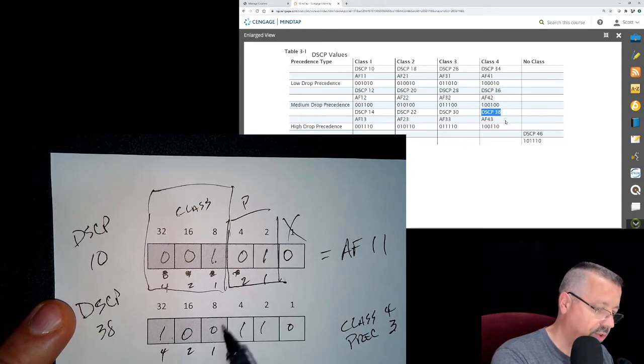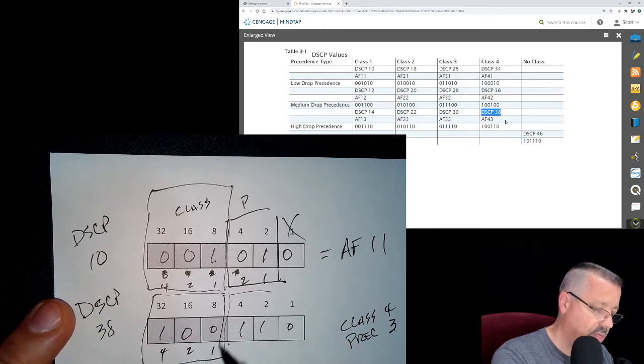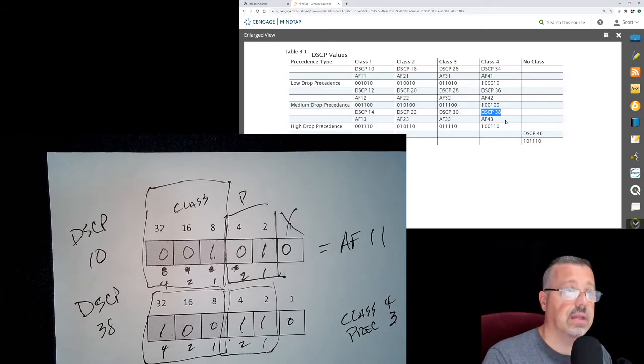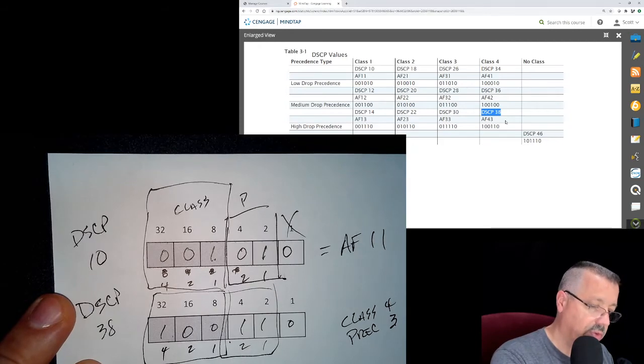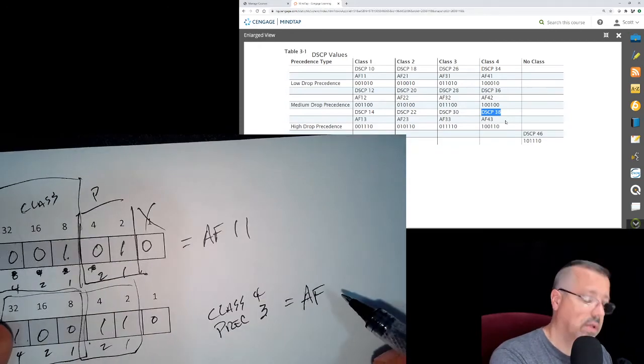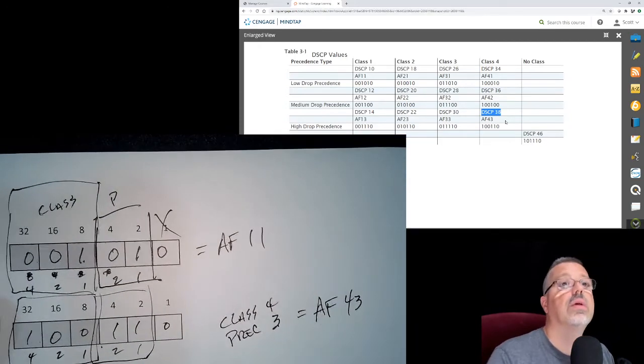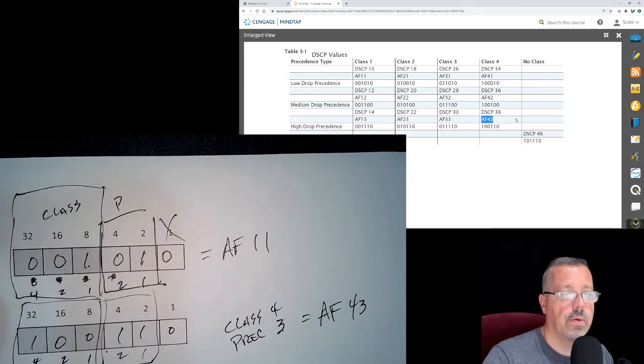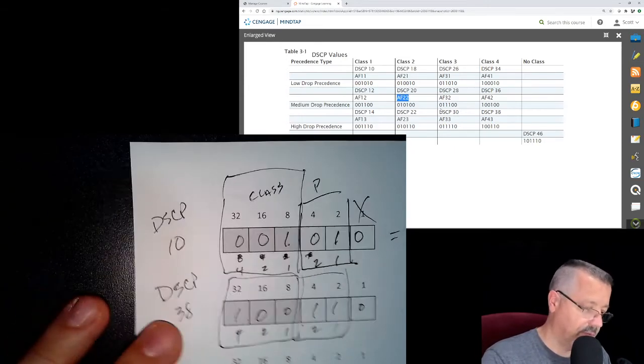So it's just whatever's in this first block is the first number, and whatever's in this block in decimal is the second number for AF. So this equals AF 4 3, which we see right there. All right. Let's go backwards and let's do AF 2 2.